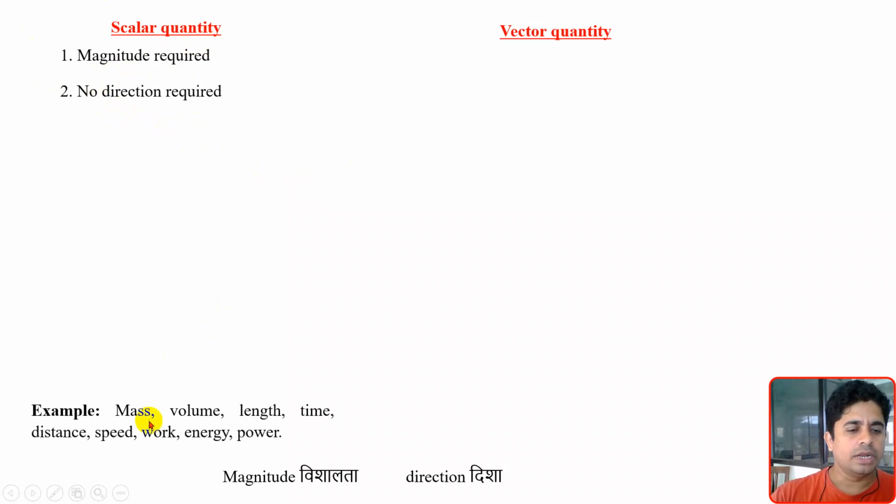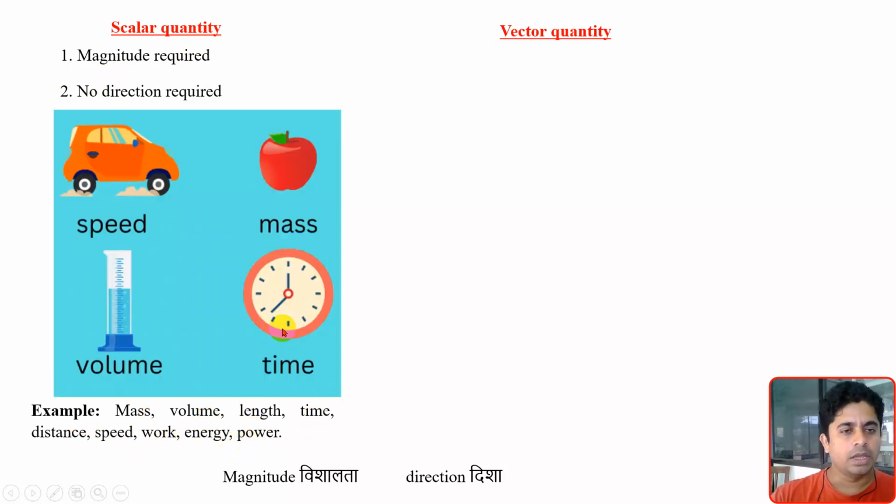A few examples of scalar quantity: mass, volume, length, time, distance, speed, work, energy, power. As you can see in this picture, suppose this car has a certain speed. When I'm talking about the speed, it is not required to say with which direction the speed is. About this apple also, I have to give information about just the mass, or the volume of the liquid inside this beaker, or about the time. All these are scalar quantities.